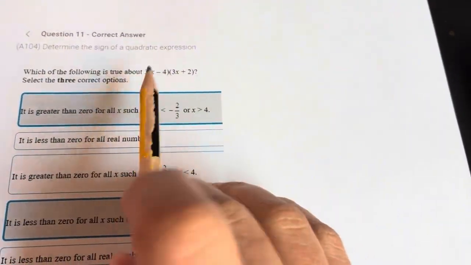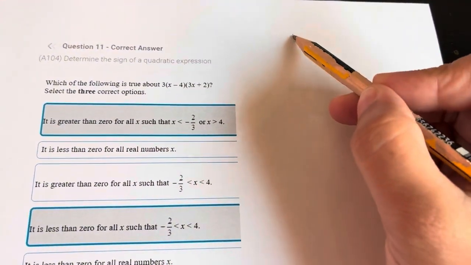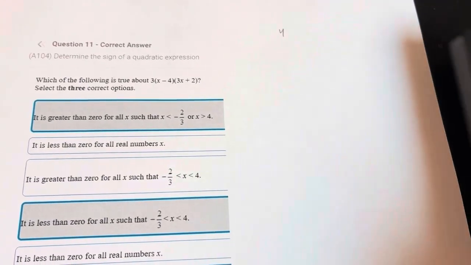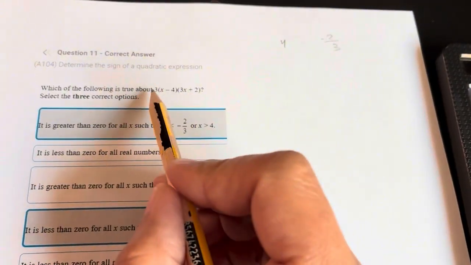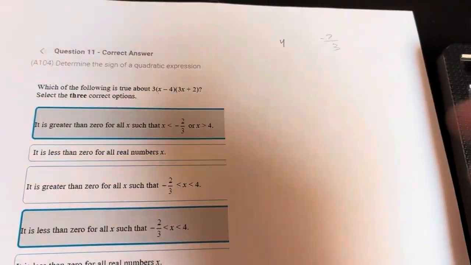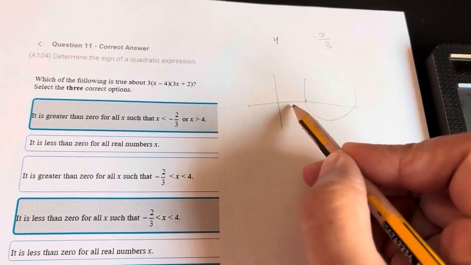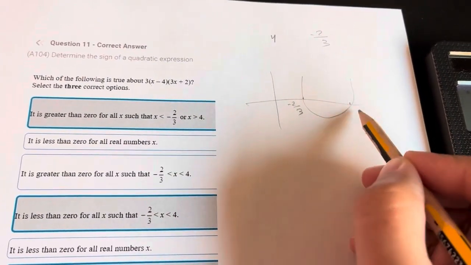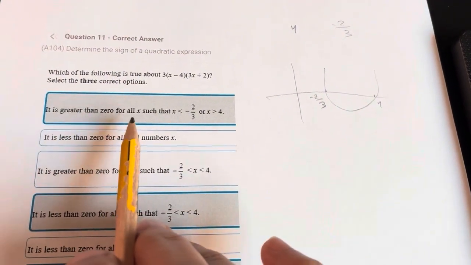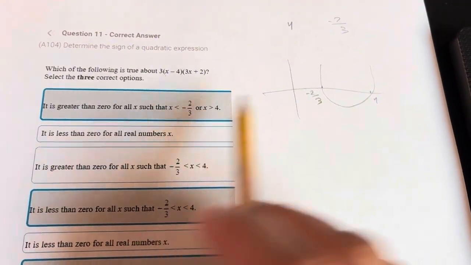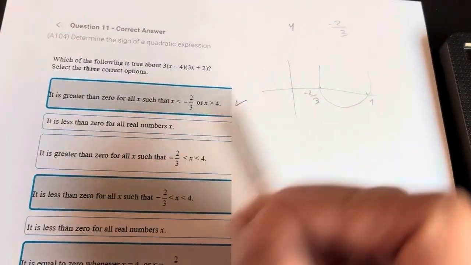Last question, he already gave you the roots. So you know that you have a root at x is equal to 4, and you have a root at minus 2 over 3. A is positive, this is positive, this is positive, this is positive, so A is positive. So your curve is like this. This is minus 2 over 3, and this is 4. So it is greater than 0 for all the values of x less than minus 2 over 3 and greater than 4, correct.